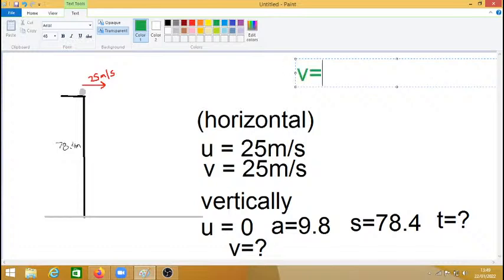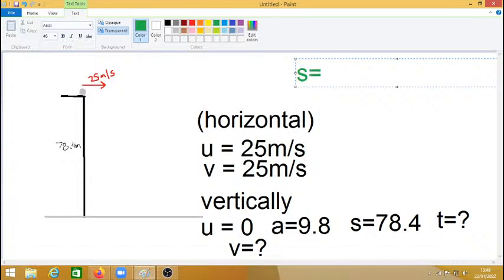So the first formula I put on the screen was v equals u plus at. If we're looking at it vertically, because most of the numbers we have are vertical, v we don't know, u we do know, a we do know, but t we don't know. So the problem here is that there'll be only two numbers we know and two numbers we don't know. We can handle one number we don't know, but more than that is going to be a problem.